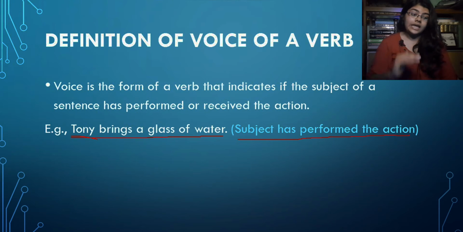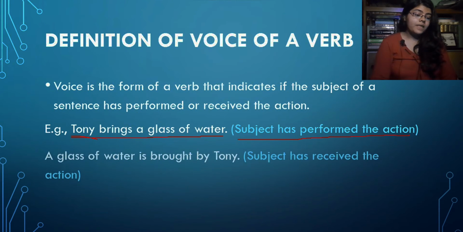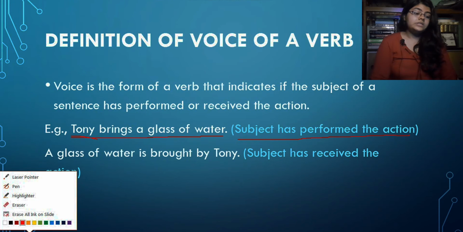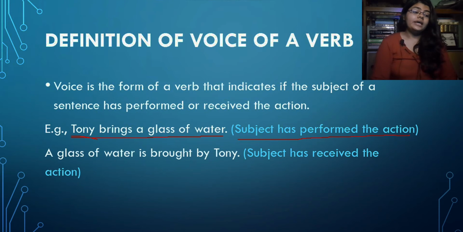Now, in the next example, let's see. A glass of water is brought by Tony. Here we can easily see that obviously Tony is the subject. So, a glass of water is brought by Tony. So, the action is brought. This is received by the subject. See, a glass of water is brought by Tony. This is a sentence where the subject has received the action.